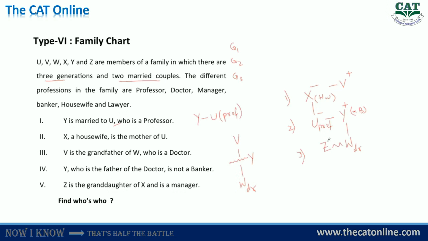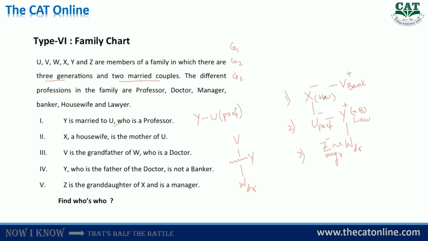Granddaughter of X is Z, so again, a female, and is a manager. So Z is a manager. So we know the profession also. Now 2 professions are left, banker and lawyer. Y cannot be a banker. So it means Y is a lawyer and V is a banker.